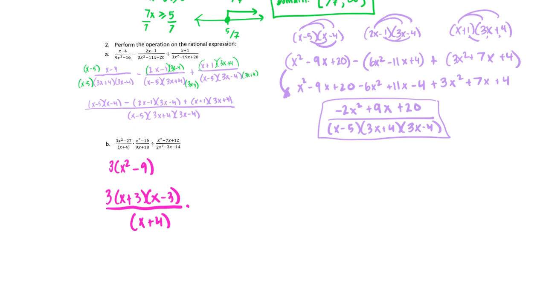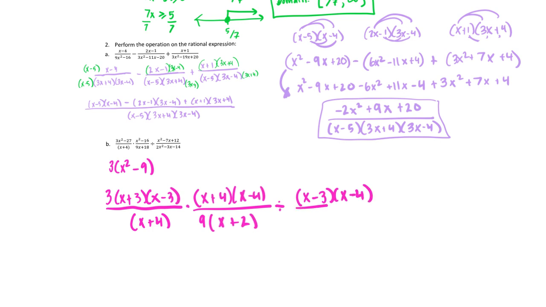Then on my second fraction here, I have x squared minus 16. That's a pretty simple factoring. We've got x plus 4, x minus 4. And then we have 9 times x plus 2. And then we have divided by, what do we got here? x minus 3, x minus 4 over 2x squared minus 3x minus 14.